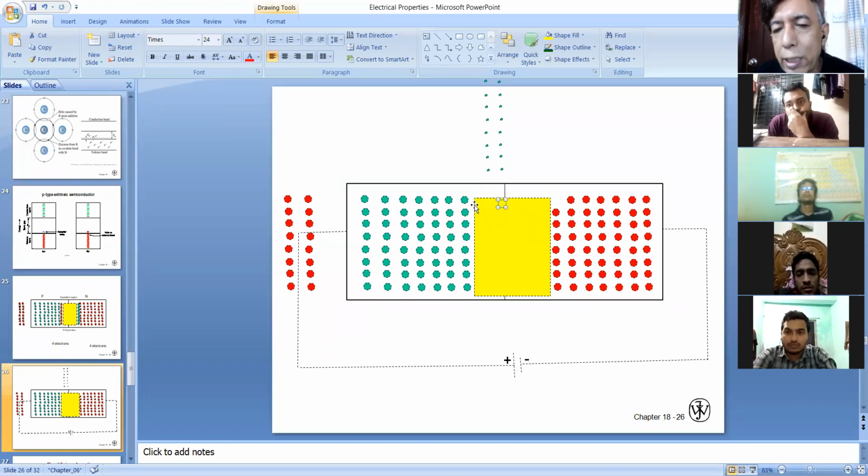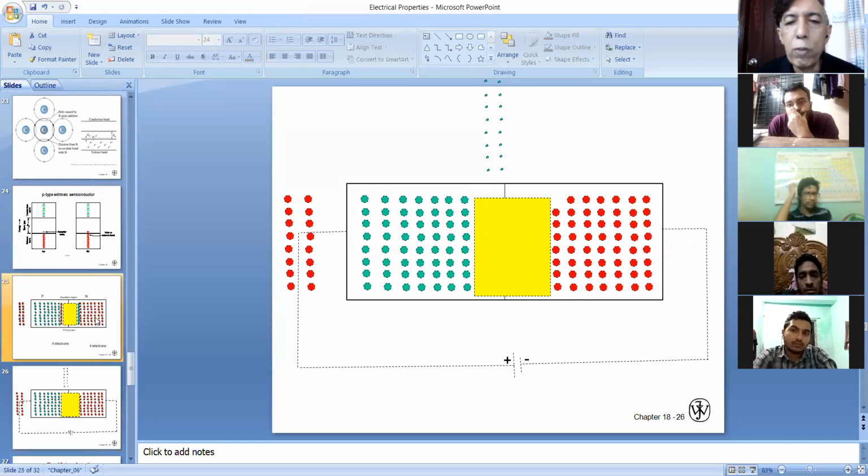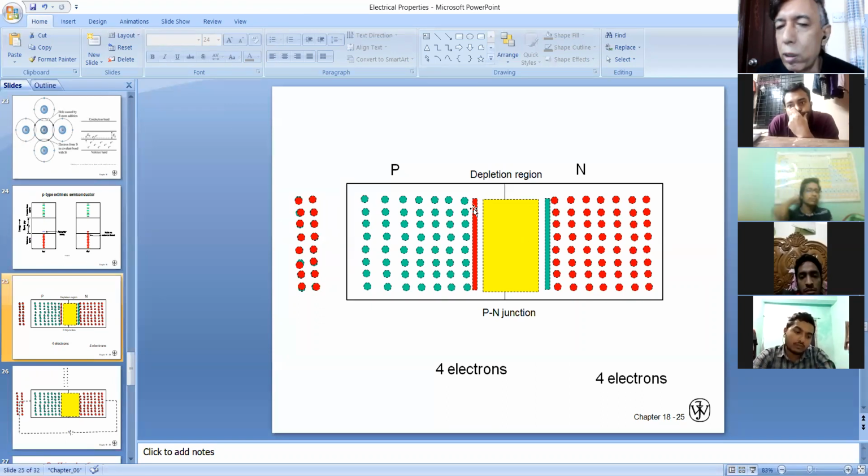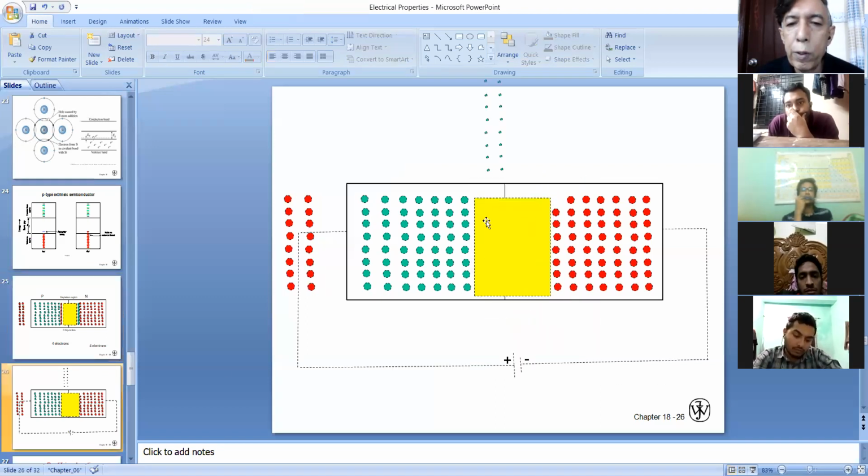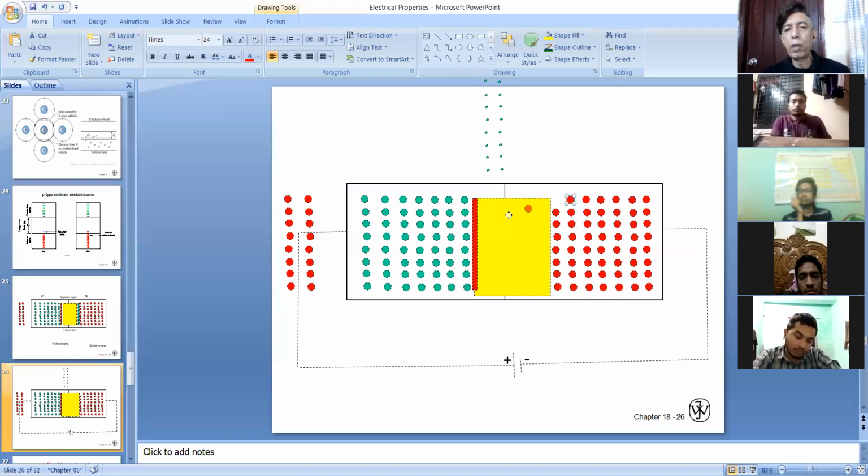But there is a negative region. If we see here, there is a negative region. Now, the electron wants to come here, but the negative charge repels this electron to its own position.